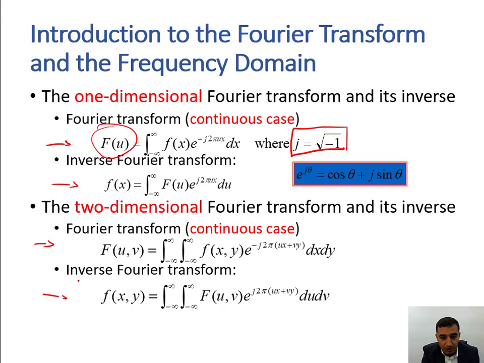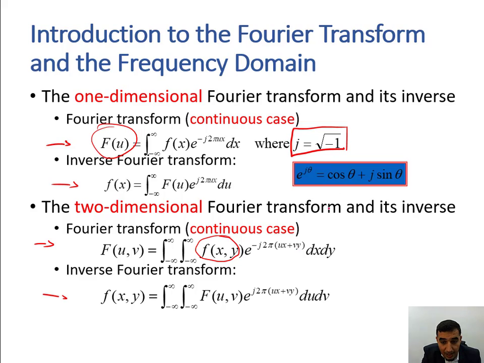And this is the inverse two-dimensional Fourier transform. For any particular pixel, F(u,v) is equal to the integration from minus infinity to infinity, and again from minus infinity to infinity, of f(x,y), which is the pixel value at the point (x,y), times e to the minus j 2 pi (ux plus vy).